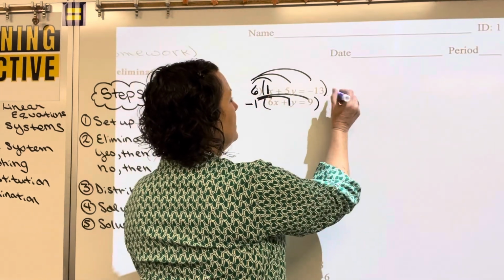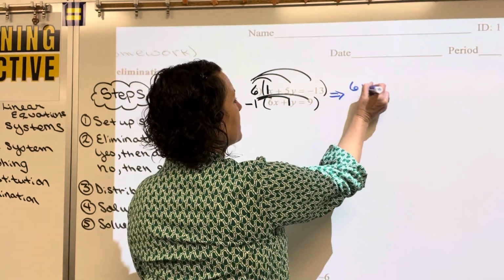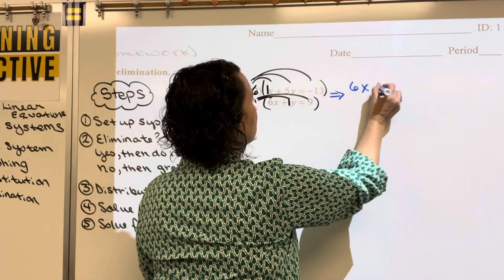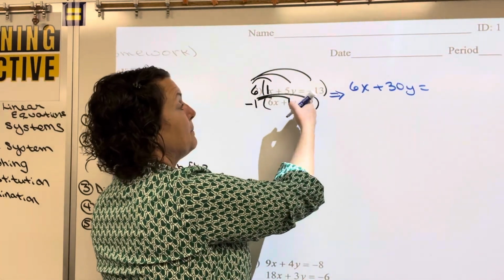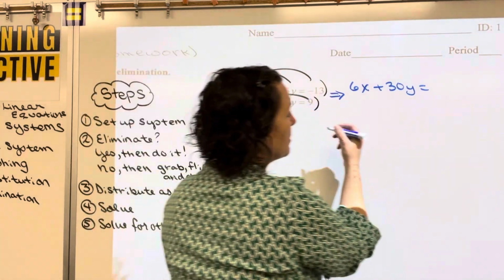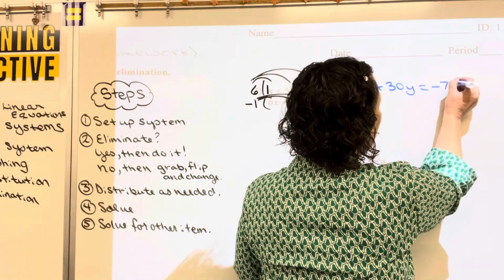We have 6 times 1, which is 6x. We have 6 times 5, which is 30y. We have 6 times 13, but make it negative. Don't forget the negative part there. So we have negative 78.